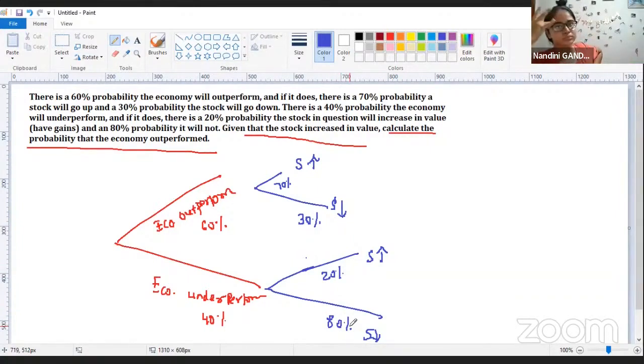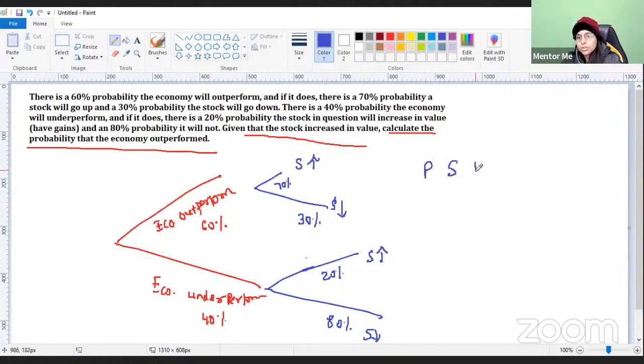Okay. Now, first of all, एक चीज calculate करते हैं यहाँ पर, and that is basically what is the probability of stock increasing in value. Can you calculate? Forget about what the question says. Given this set of information, can we go ahead and calculate the probability of the stock increasing in value? कर सकते हम calculate?